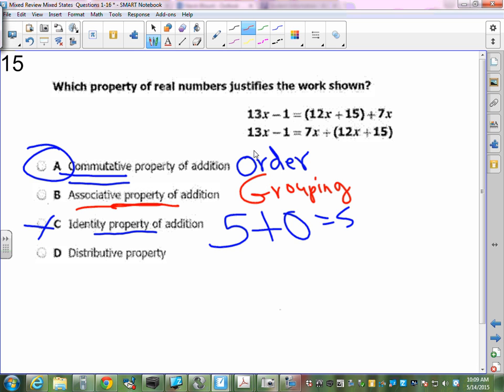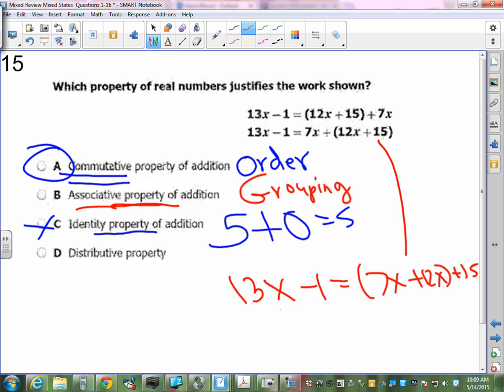Associative would look like this, if you wanted to show the associative property. That is still true, isn't it? But now 12x and 15 were in that group. But you notice what's in the same group now? So that is the associative property, because you changed the group.